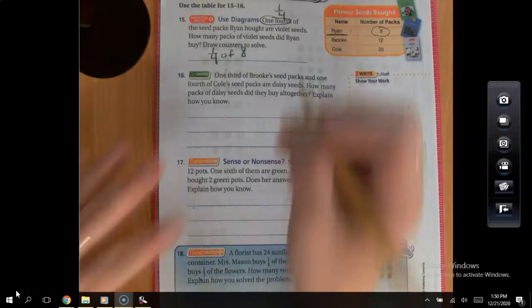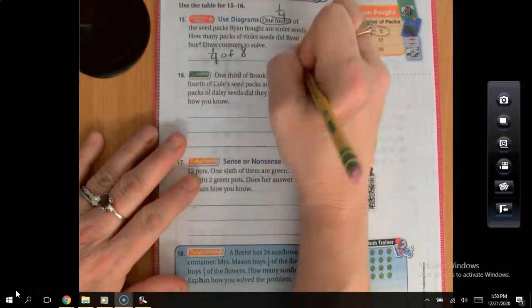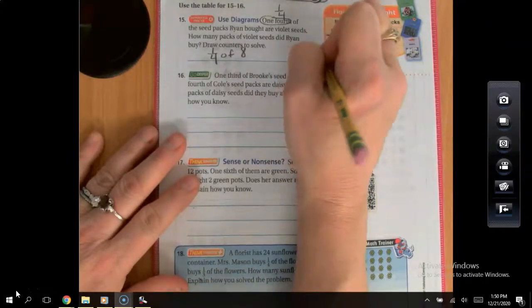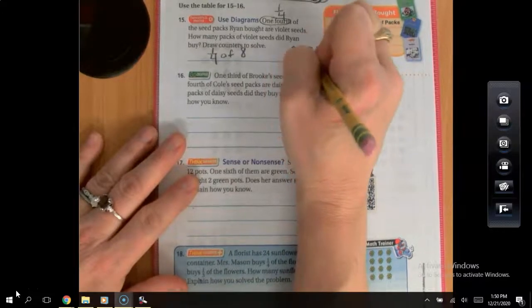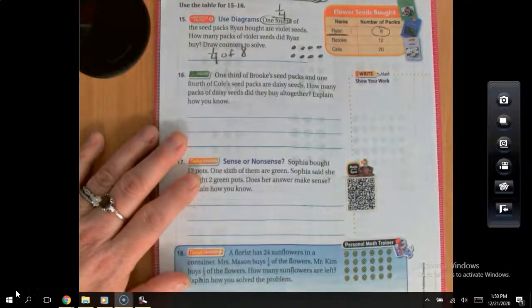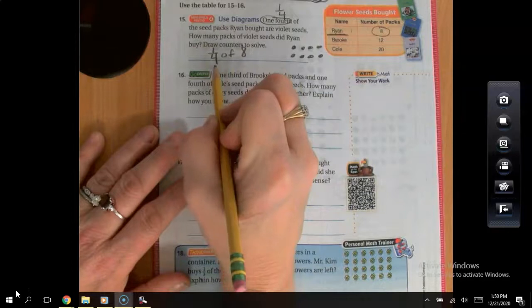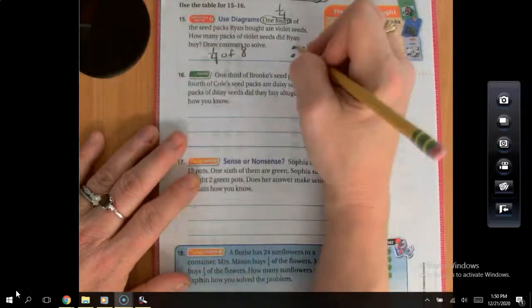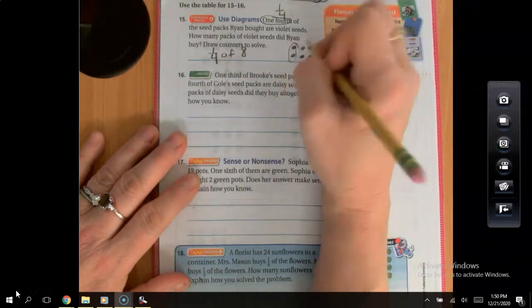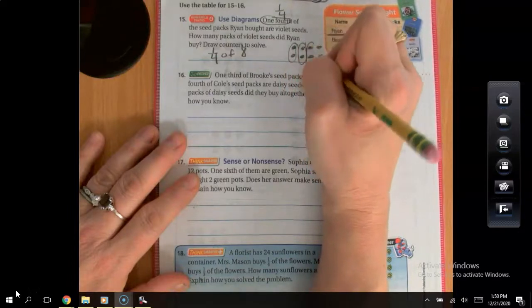I need to solve this problem. How can I solve this problem? I'm going to draw my array. 1, 2, 3, 4, 5, 6, 7, 8. Remember, I need to make them into 4 equal groups. So make your picture into 4 equal groups.